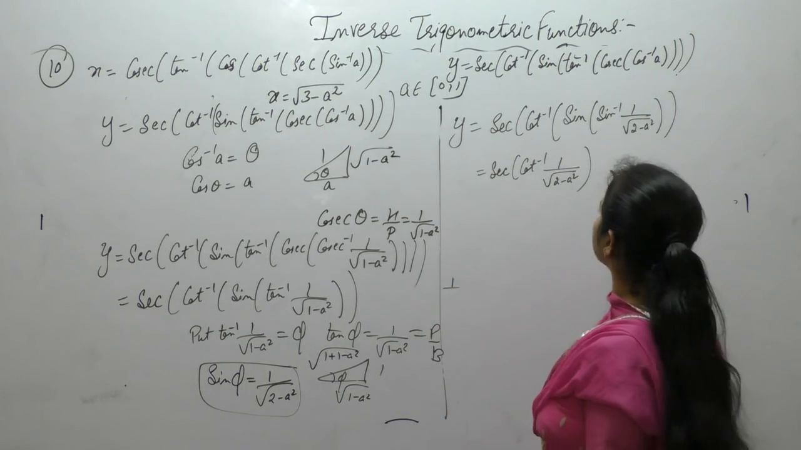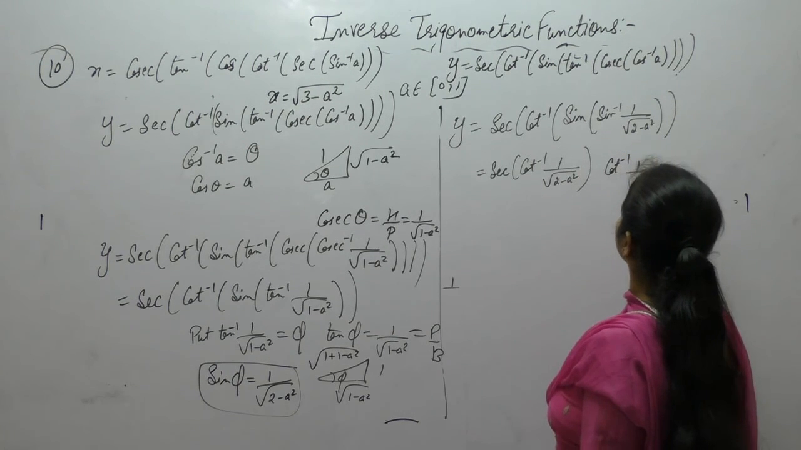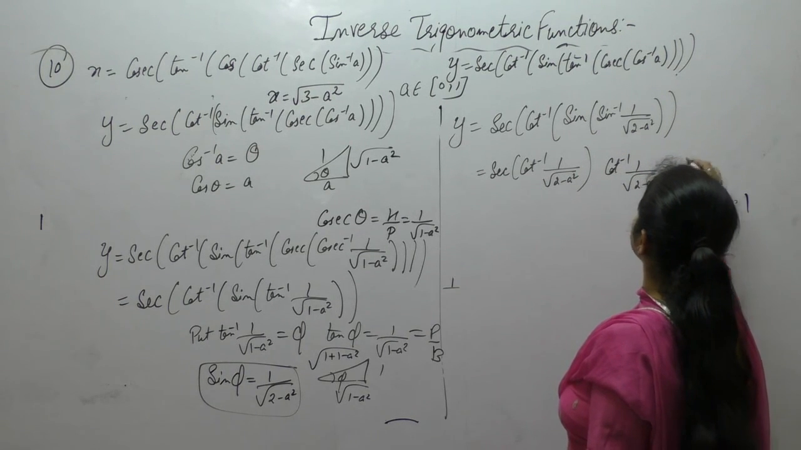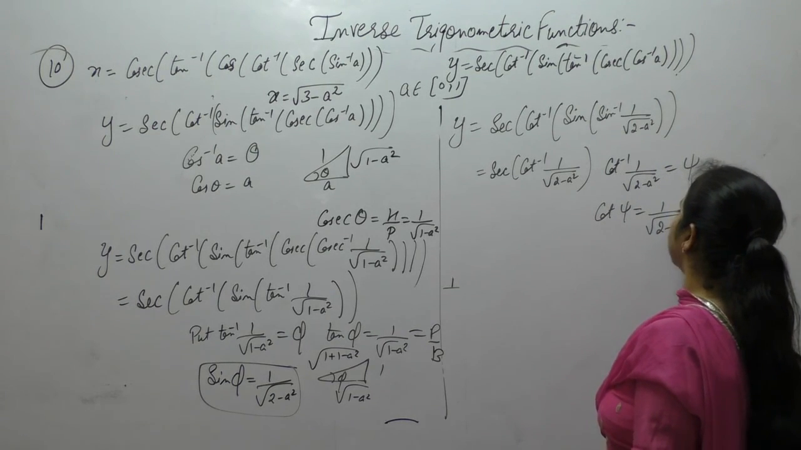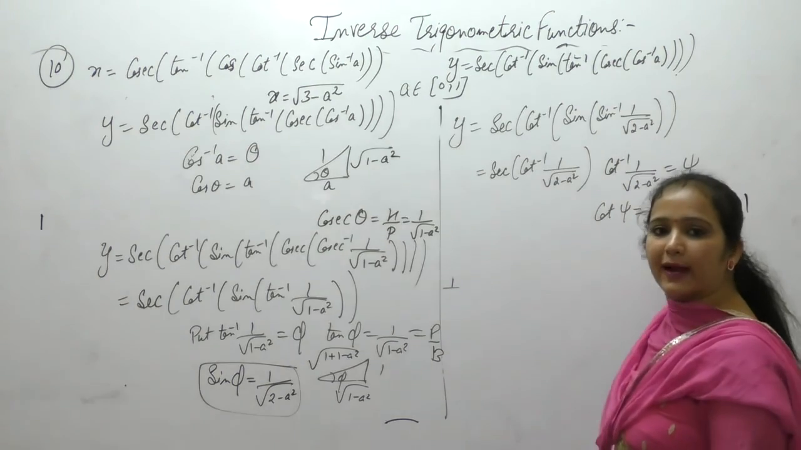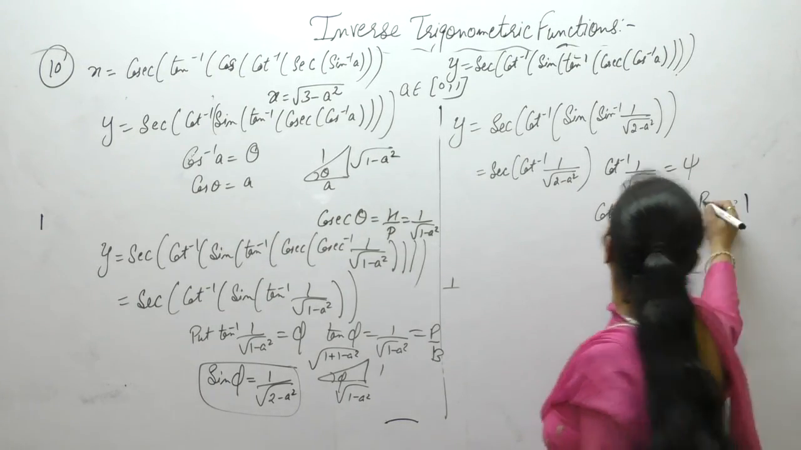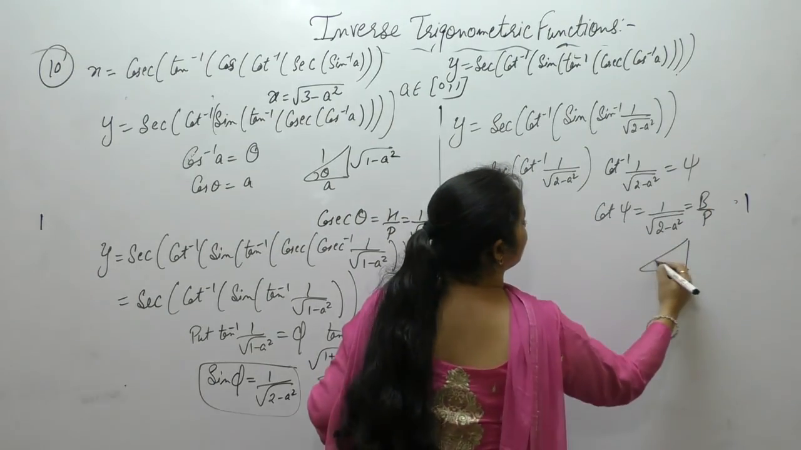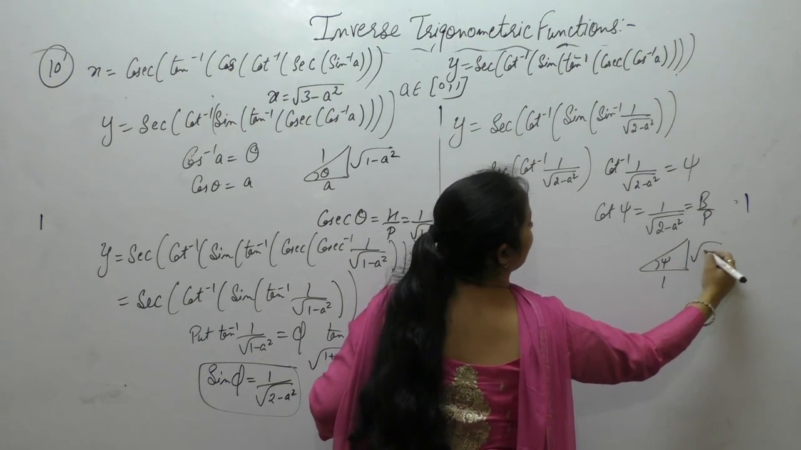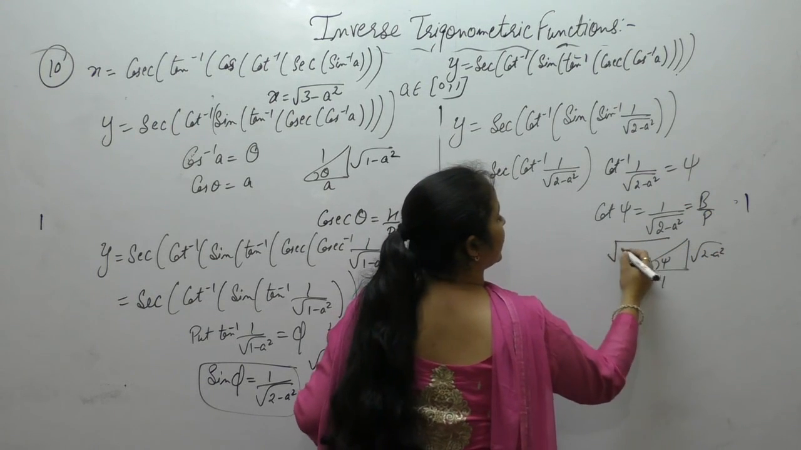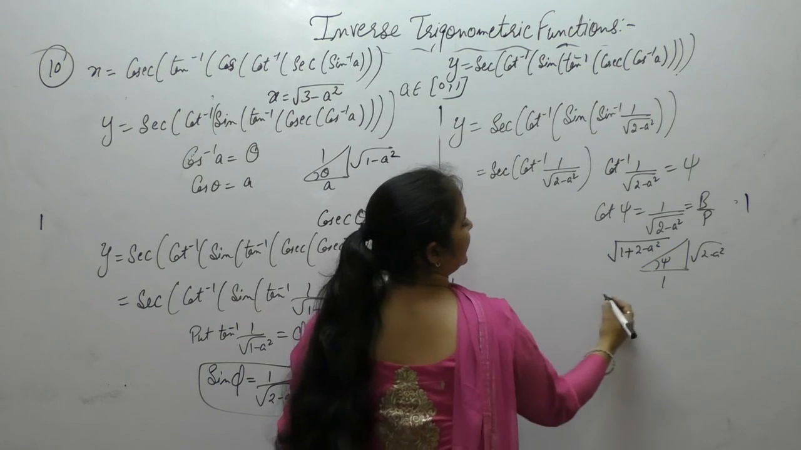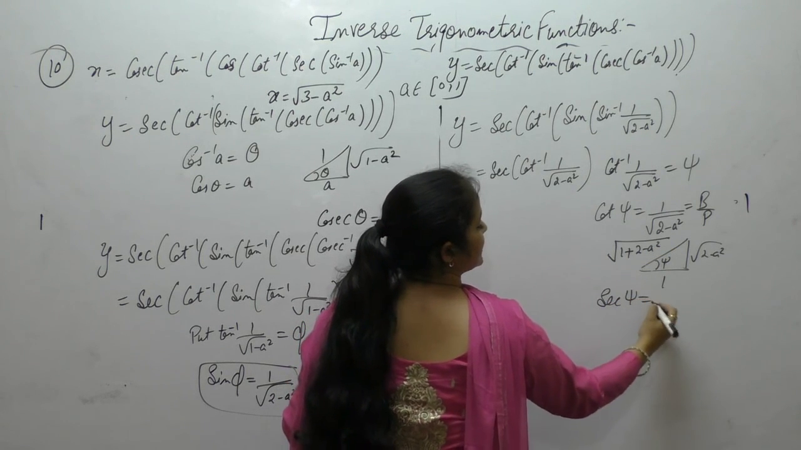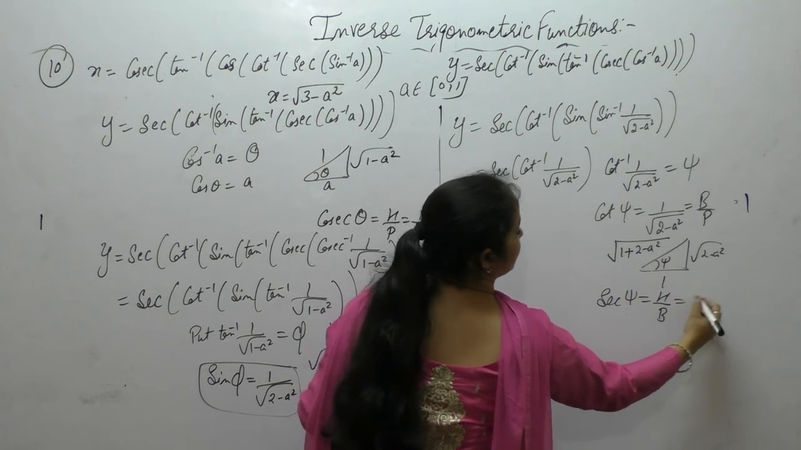Now put this function as psi. Cot inverse 1 upon root 2 minus A square. So cot psi is 1 upon root 2 minus A square. Tan is perpendicular upon base, so this is base upon perpendicular. Let this be the sides, base and perpendicular. Hypotenuse is perpendicular square plus base square. Outside the function is sec. Sec is H upon B.